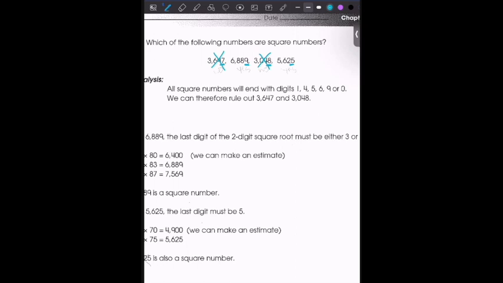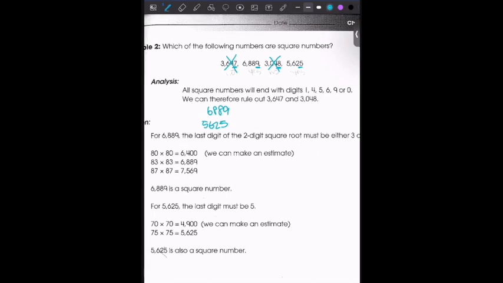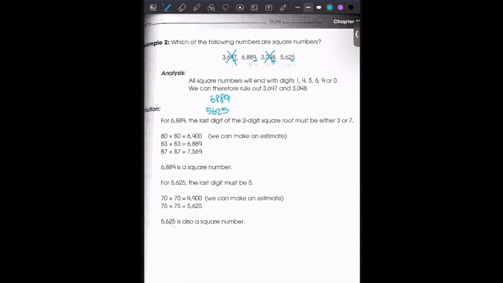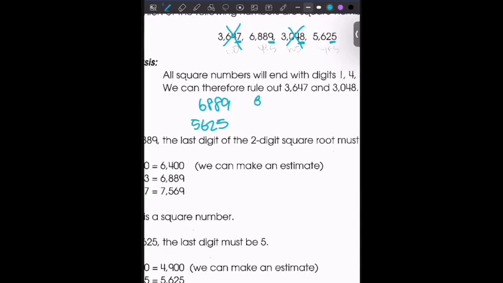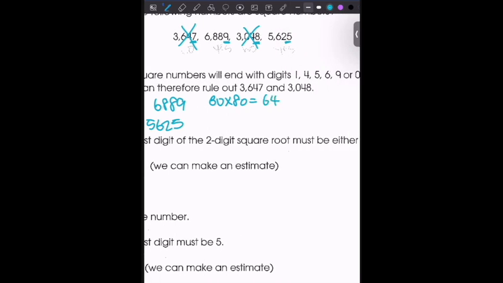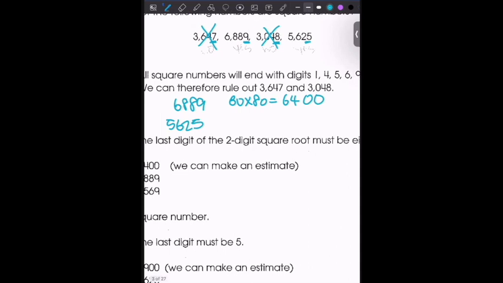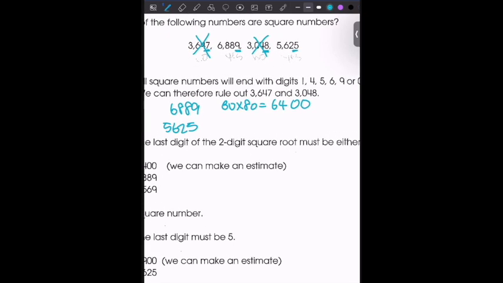We're going to test whether 6,889 and 5,625 are square numbers. We're going to make an estimate. We know that 8 times 8 is 64, so 80 times 80, or 80 squared, is going to be 6,400. This is approximately close to 6,889. So we're going to try numbers like 81 squared or 82 squared.